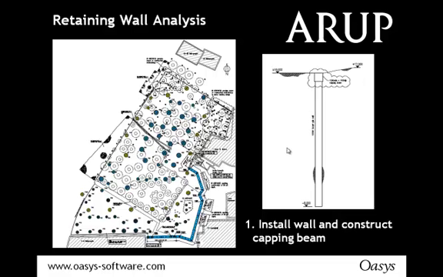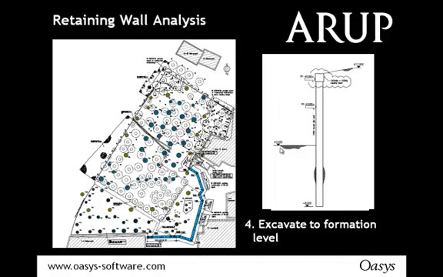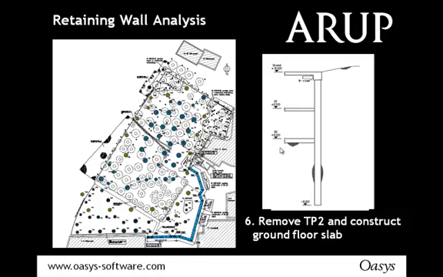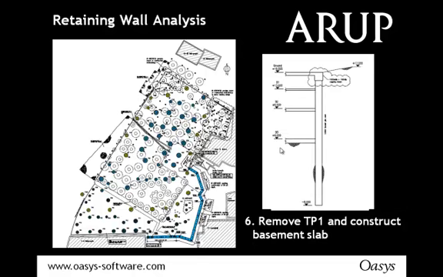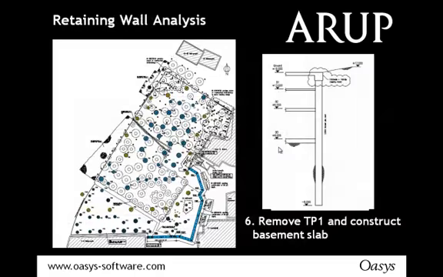So here, for stage 1, we've installed the wall and constructed the capping beam, excavated and installed the temporary prop, excavated and installed the second temporary prop, excavated to formation level, constructed the basement slab, removed the second temporary prop and constructed the ground floor slab, removed this first temporary prop and constructed the basement slab. So that gives you a good understanding of what's going on with the construction sequence.